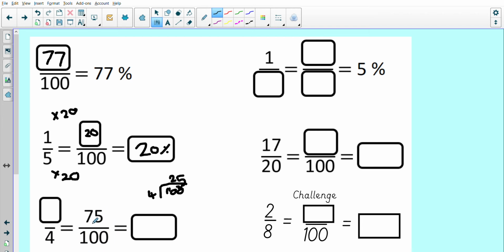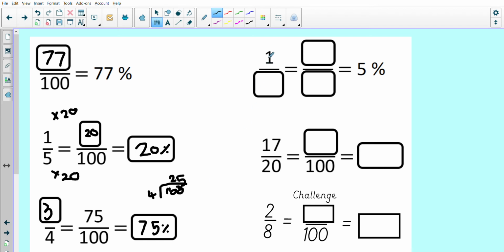So I'm going to divide 75 by 25 to see what my numerator is. So it's counting 25 to see how many times it goes into 75. 25, 50, 75. It goes 3 times. 3/4 is equivalent to 75 out of 100. And 75 out of 100 is 75%.